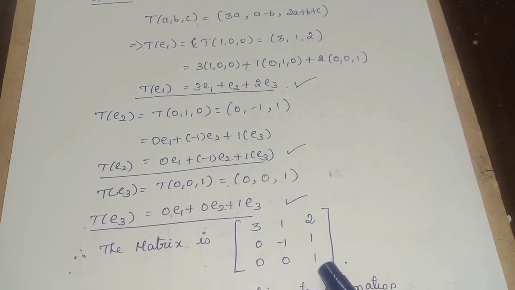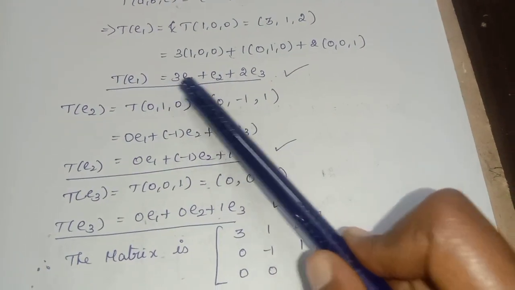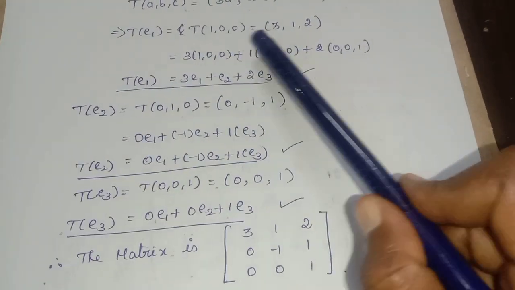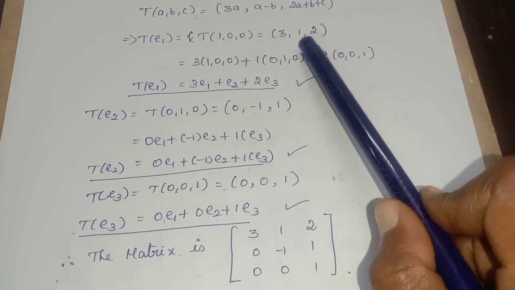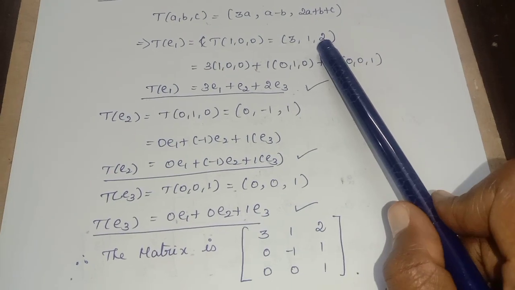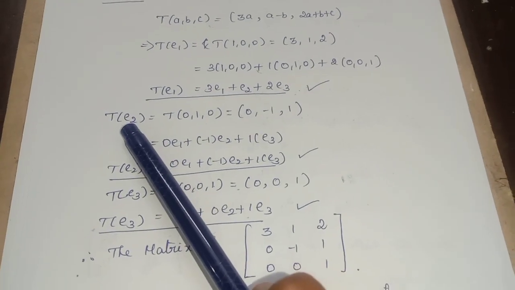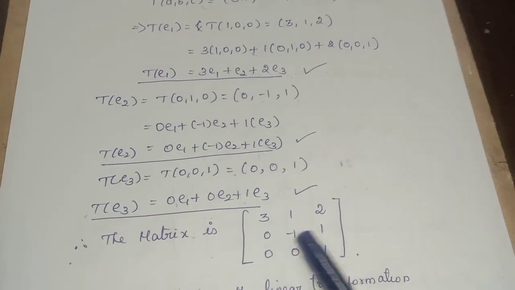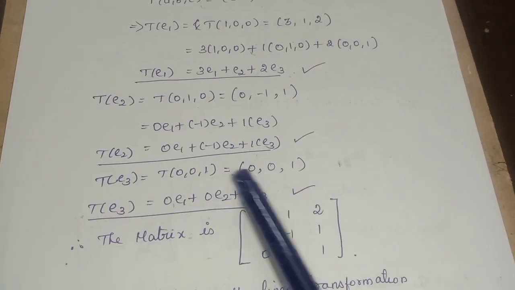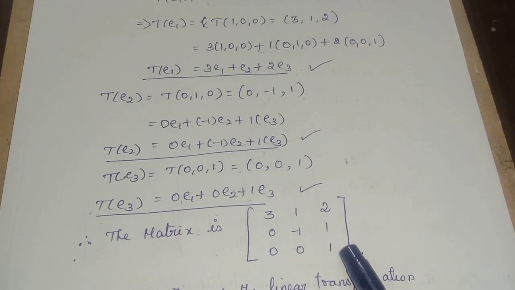See, for writing this matrix, there is no need to write all these steps here. Directly, once you find the image, T of E1 that you are finding here, this will be your first row. And T of E2 that you are finding, 0, minus 1, 1, will be the second row. And T of E3 equals 0, 0, 1, that will be the third row.